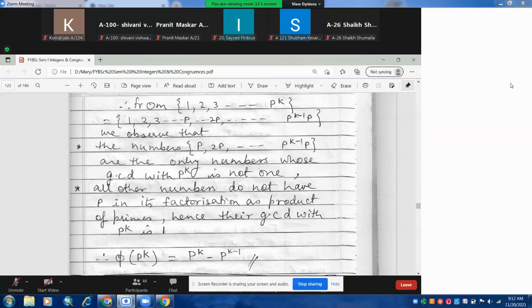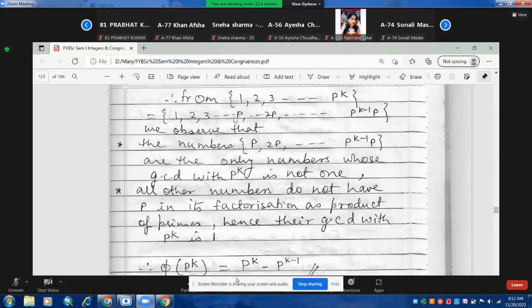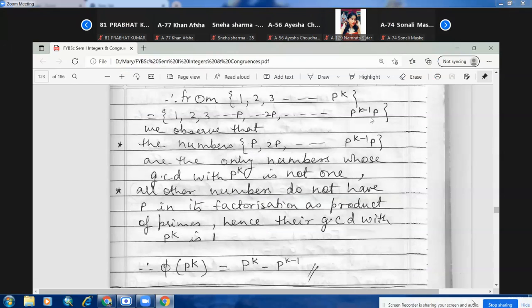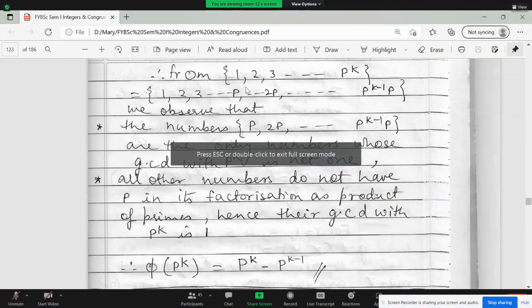So this is our last number. So which numbers will you remove? You'll remove P, 2P, and this number. Why? Because their GCD with this number is not 1. So these numbers we will remove.